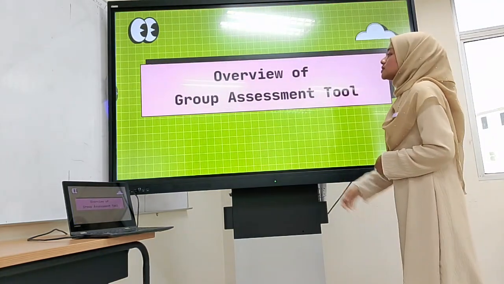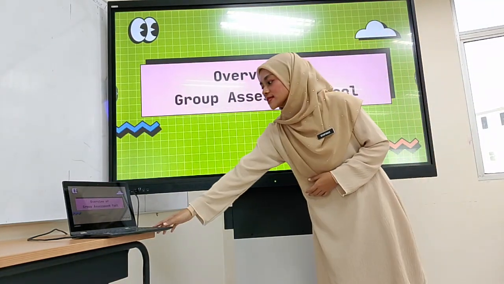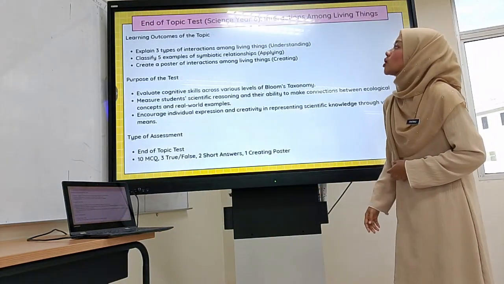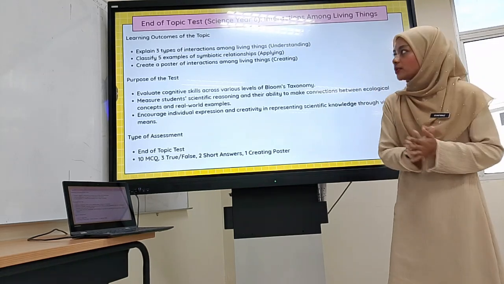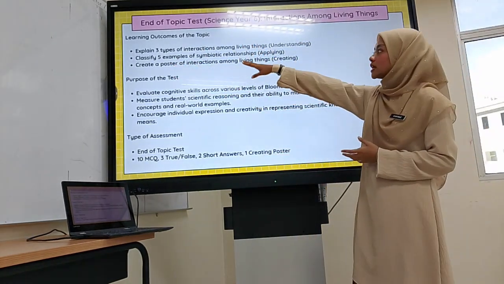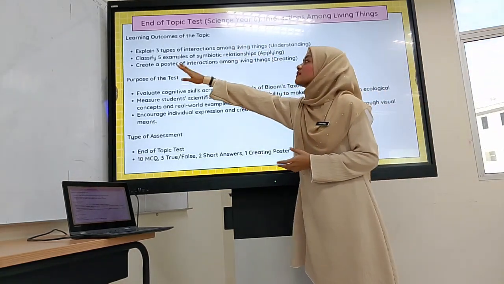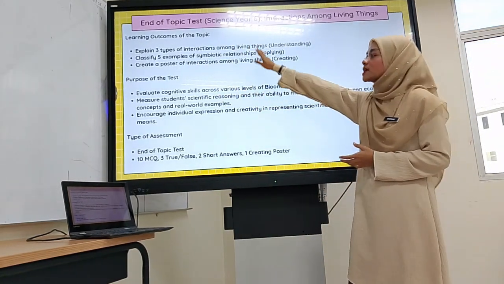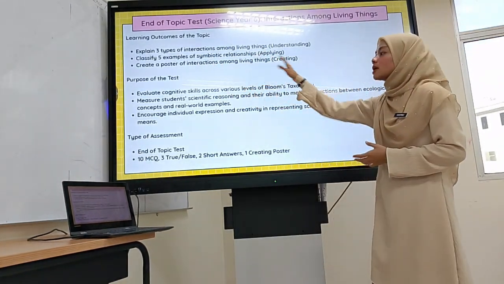Okay, so this is the overview of our group assessment tool. First of all, the learning outcomes of the topic, we have 3. The student has to be able to explain 3 types of interaction among living things, classify 5 examples of symbiotic relationships, and create a poster of interactions among living things.